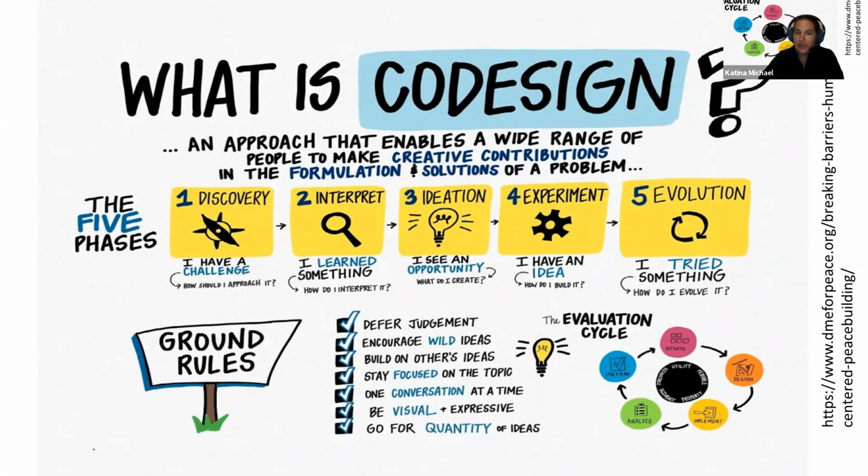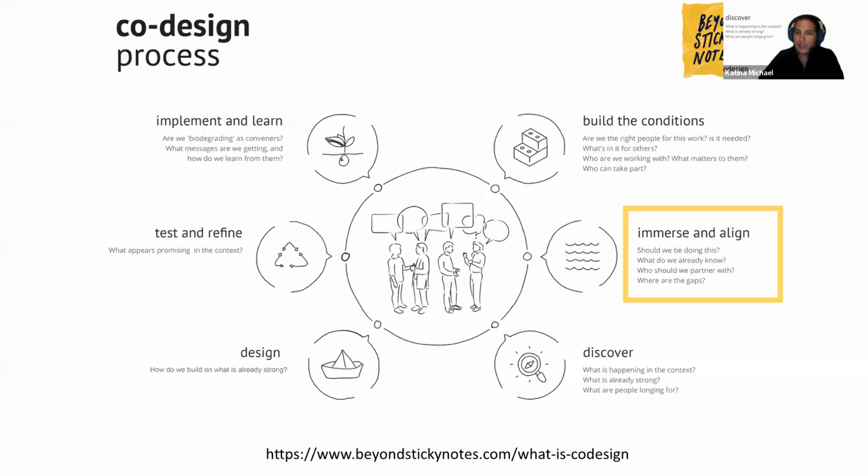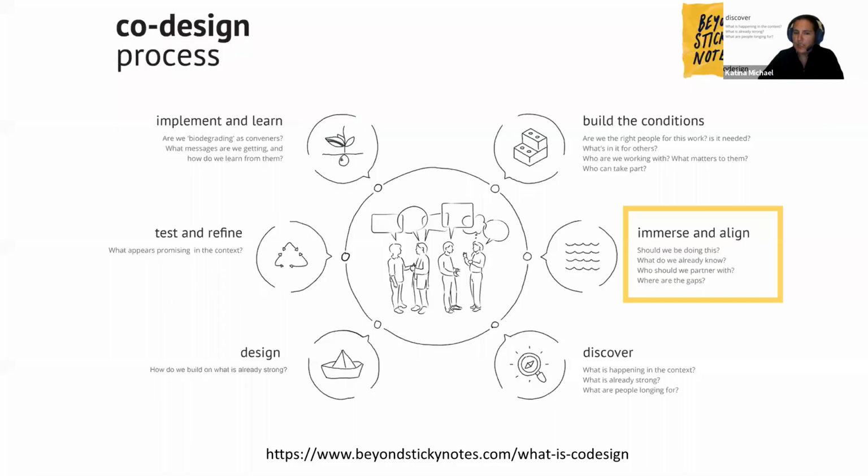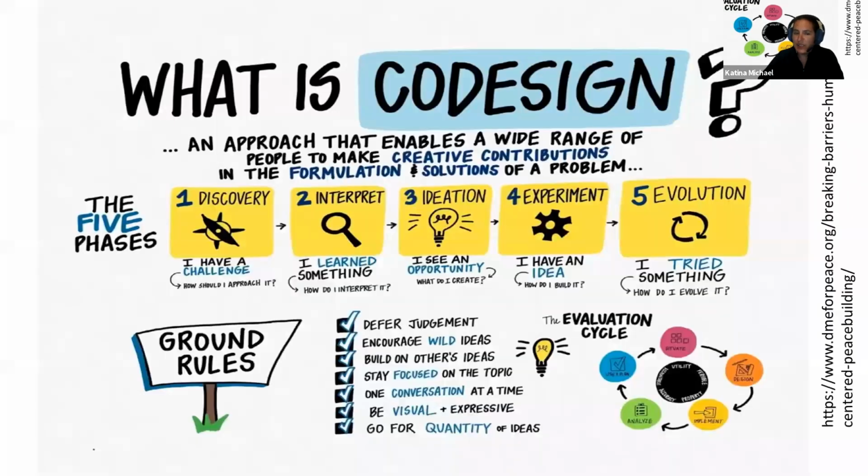Discovery. If I go back one, you can see that we have discovery in this phase 3. The interpretation, which is more to do with the immerse and align towards the design. The ideation phase, of course, the design, the experiment, which is the prototype, and the evolution, which is the refine and repeat kind of thing. So most of these phases are sort of similar. Choose the one that suits you the best.